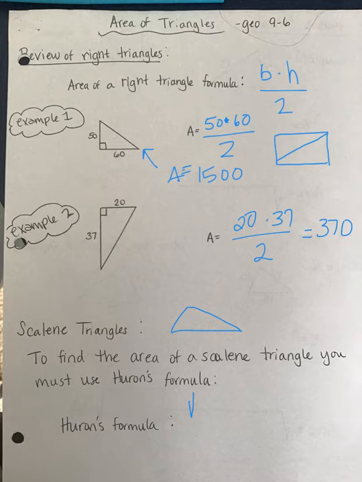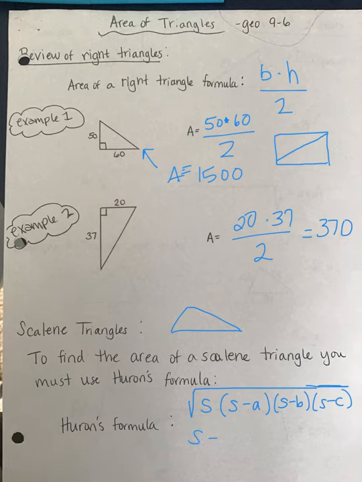The formula is pretty long, so if you don't want to go back to your notes every day, I would recommend getting this somewhere so that you can see it. It's the square root of s times (s minus a) times (s minus b) times (s minus c). That's all underneath the square root bar there.